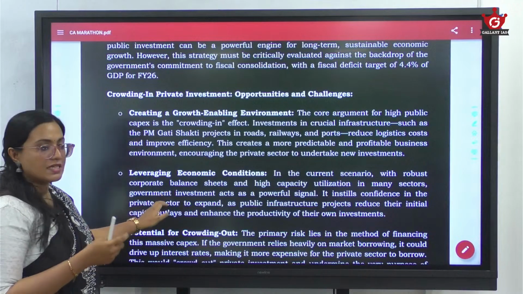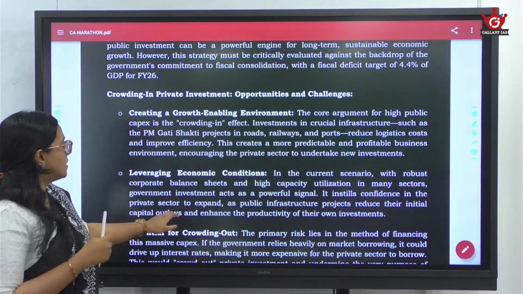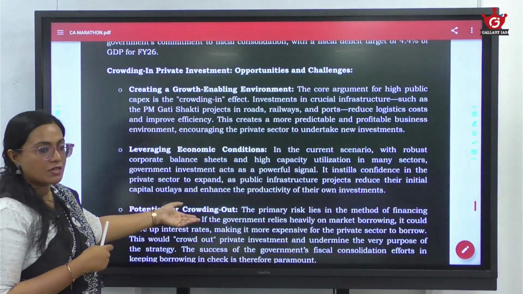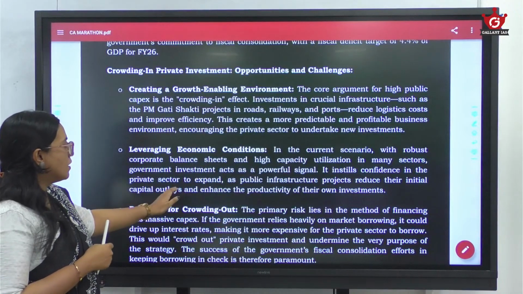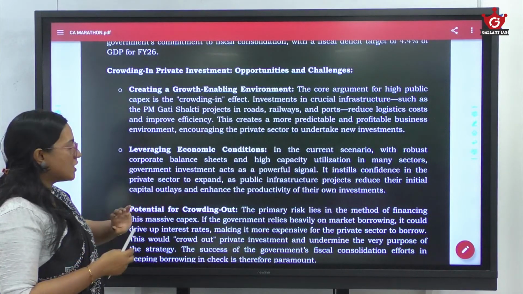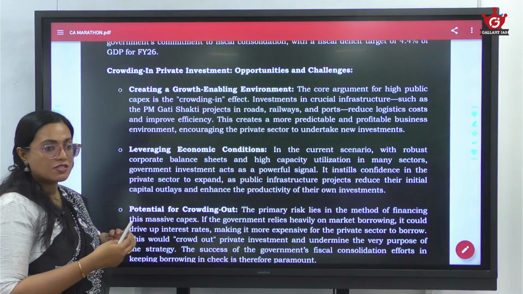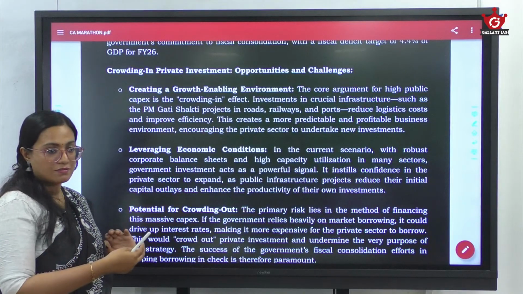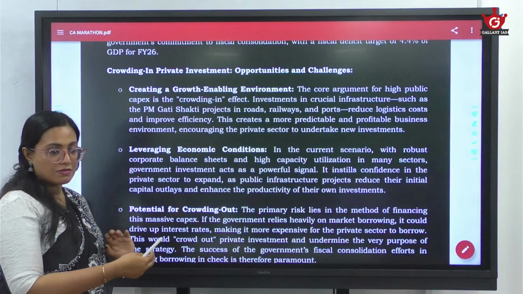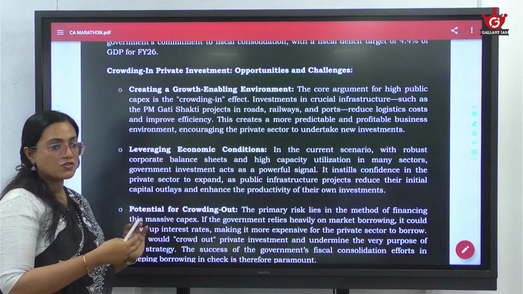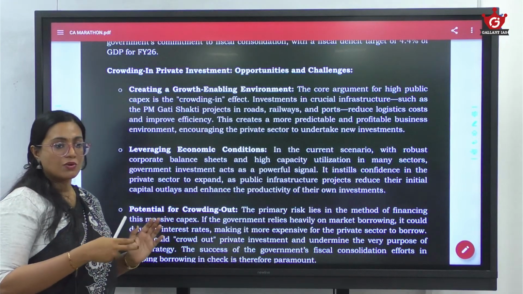One is creating a growth enabling environment. The other one is leveraging economic conditions. In the current scenario, it actually helps to leverage the economic conditions where the government is able to fund, the government is able to make a public-private investment, and it can make use of the business scenario in the country.